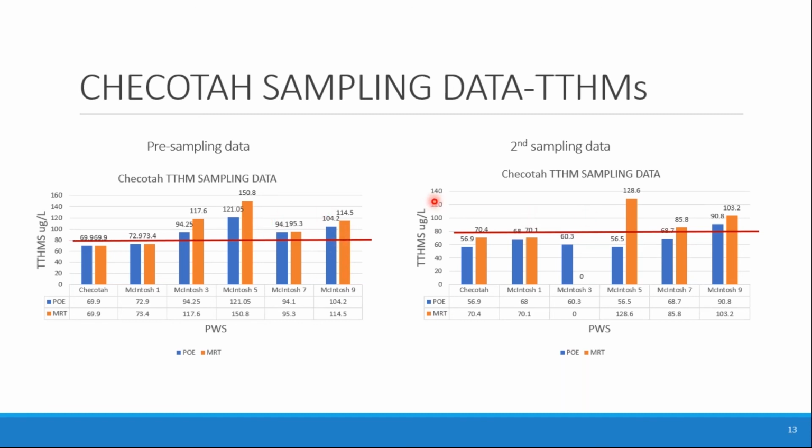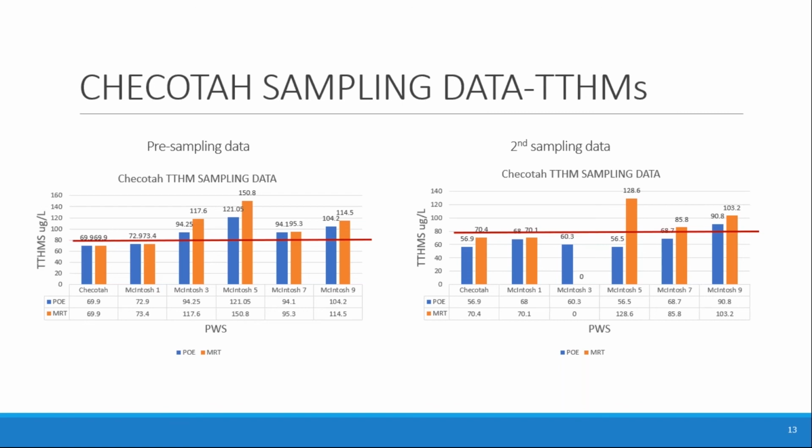Then we did a second round of sampling in September. The second round of sampling was done in September and finished in October. There were some issues with the sampling, but there is some improvement, and at this point we can't put our fingers on what it is. There's potential seasonal variation going from summer to fall.